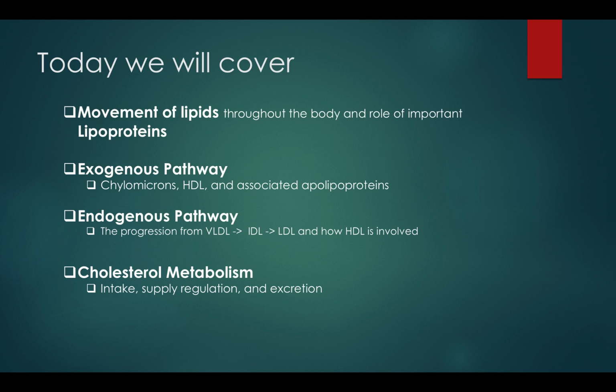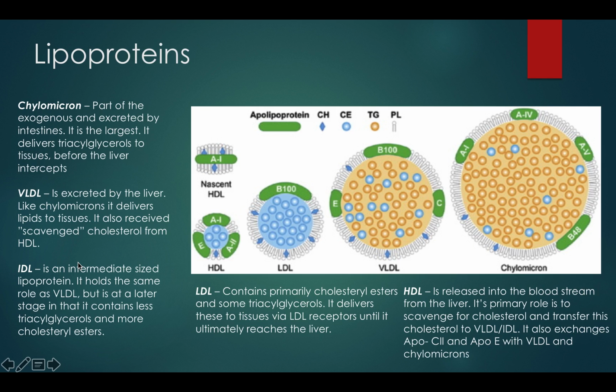So we're going to go over the movement of lipids, because they cannot travel through the bloodstream as they're hydrophobic, and so they need carriers, which we'll talk about through the pathways which involve lipoproteins. This involves the exogenous pathway, which is from the intestine to the liver, and then kind of a second chance for tissues to reabsorb, which is the endogenous pathway, which is from the liver, again giving it a second chance. And then we'll talk about cholesterol metabolism.